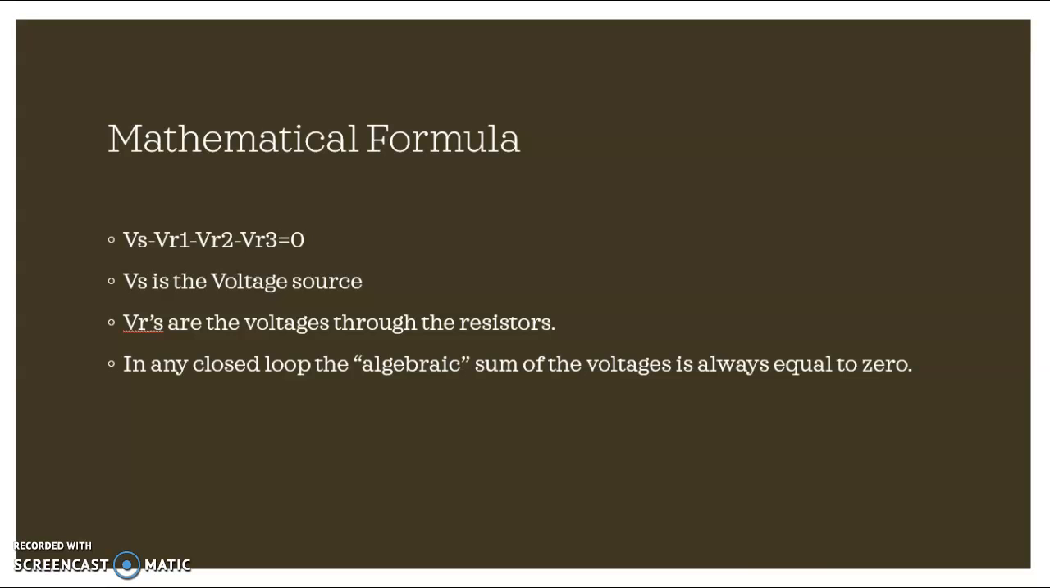And so we move on to the mathematical formula. Vs minus VR1 minus VR2 minus VR3 is equal to 0, Vs being the voltage source and the VRs being the voltages across the resistors. So in any closed loop, the algebraic sum of the voltages is always equal to 0.